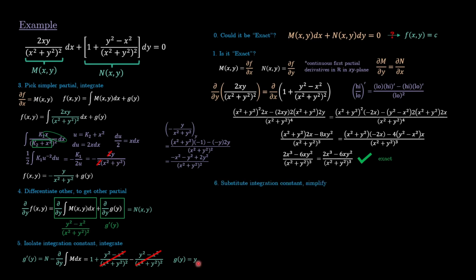Now step 6 is to substitute the integration constant and simplify. So we want to substitute for g of y back into this, and we get this. And this pretty much is our solution, so we set it to a constant c, and we have our answer. Now one way to verify this is to take the derivative with respect to x and then derivative with respect to y and see if they equal m and n respectively.